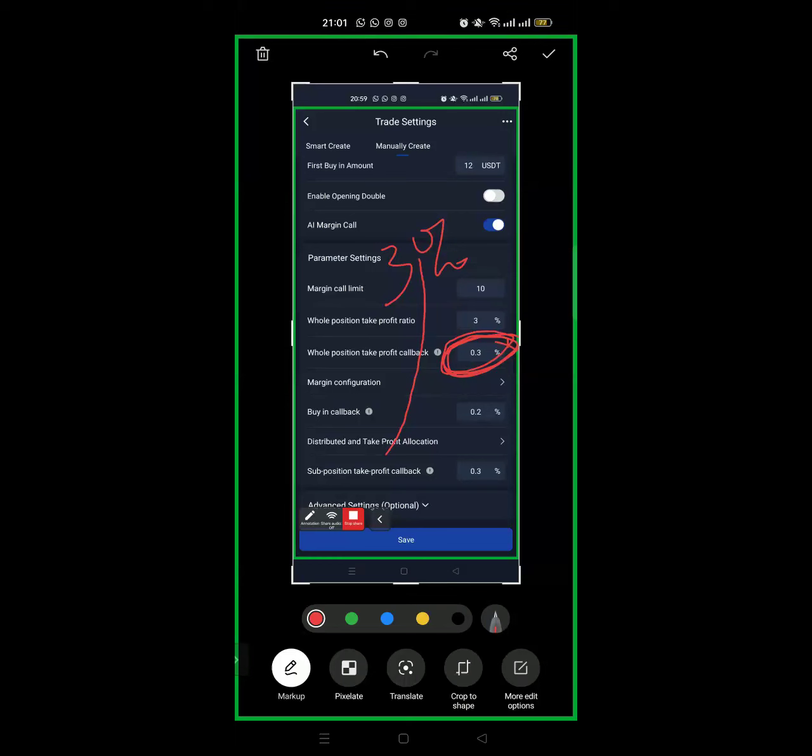So mine is 0.3. Now let's say it gets to 0.3 and then there's a drop of 0.1%. Nothing is going to happen. After it drops 0.1%, of course, it's still going to be monitoring the market. And then from this 0.1, it pumps to 4%.